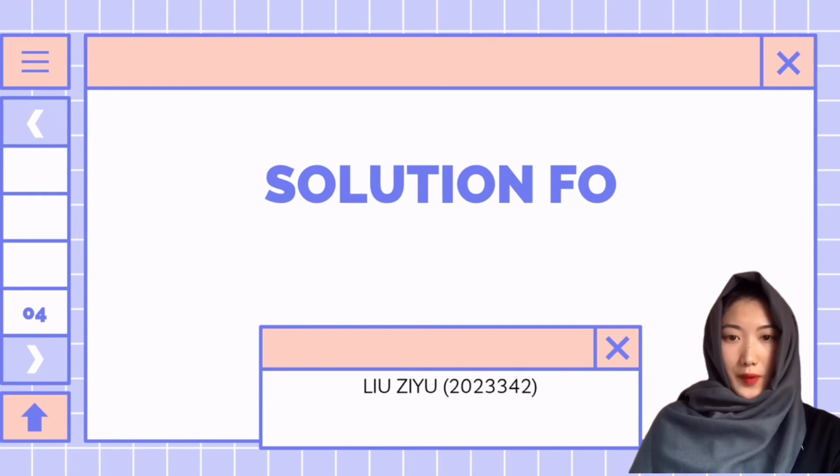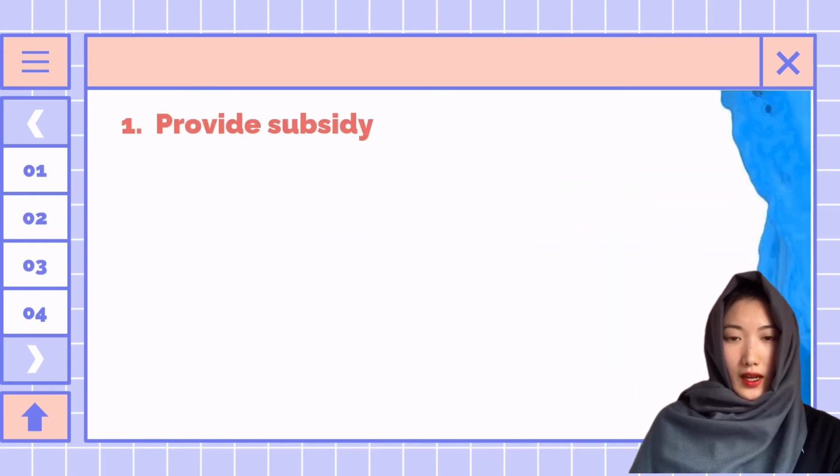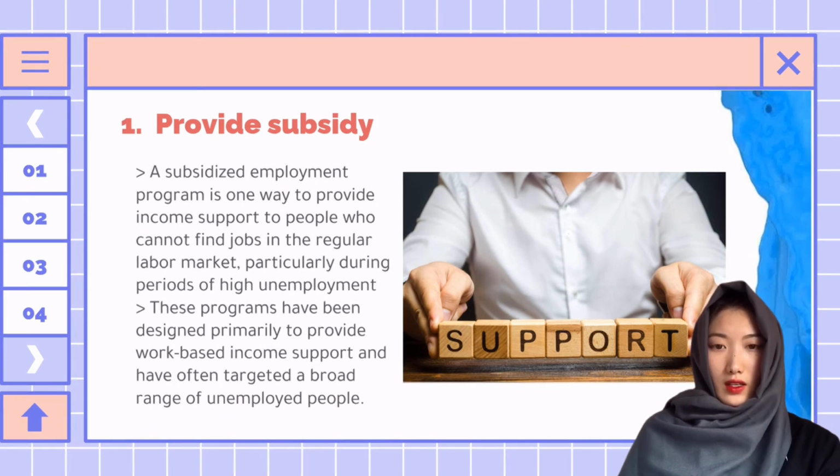2023342. I'm going to talk about solutions to unemployment. For solutions to unemployment, I have listed 3 ways. The first one is subsidies on the basis of employment.